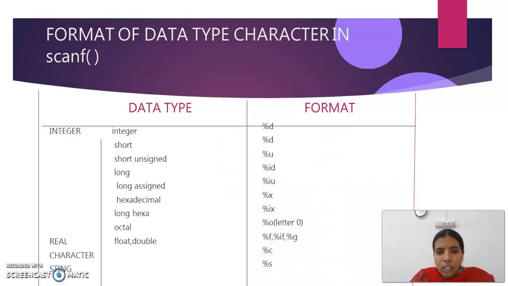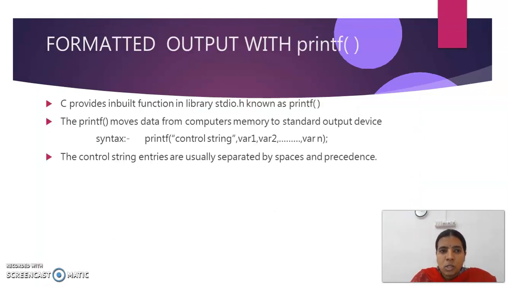So if you want to read an integer, we'll use %d for short integer, %u for short unsigned integer, %ld for long integer, %x for hexadecimal, and so on. These are a few things that you use in scanf, which requires a format specifier to let the compiler know the type of data that is being read. So then, let's go to the formatted output function printf.